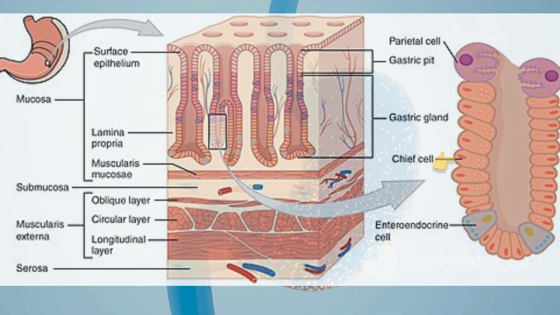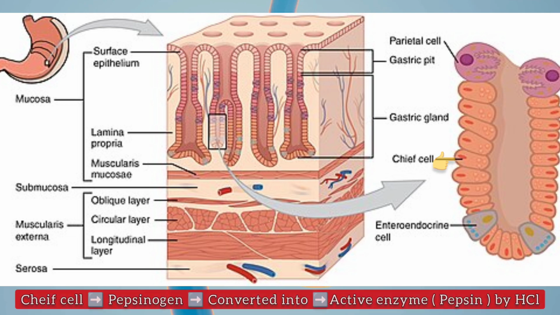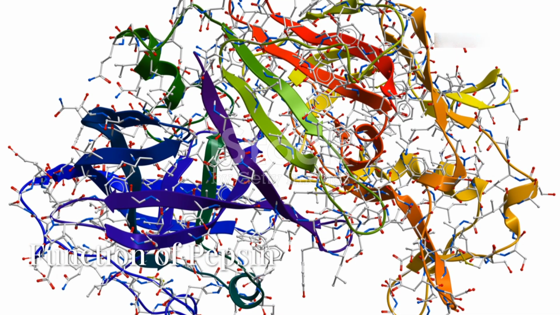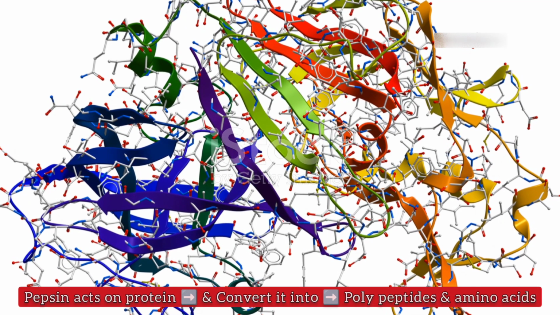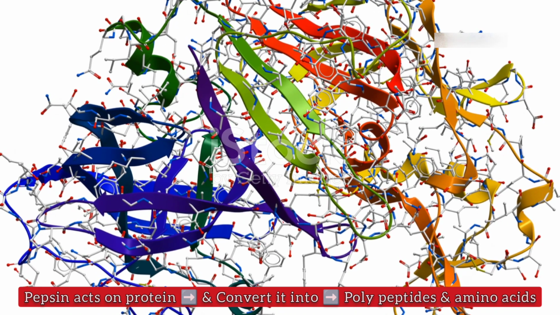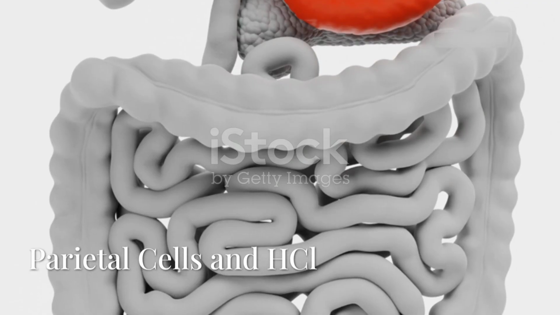Chief cells secrete an inactive enzyme called pepsinogen, which is then converted into an active enzyme, pepsin, by hydrochloric acid. Pepsin acts on protein and converts it into partially digested polypeptides and amino acids.